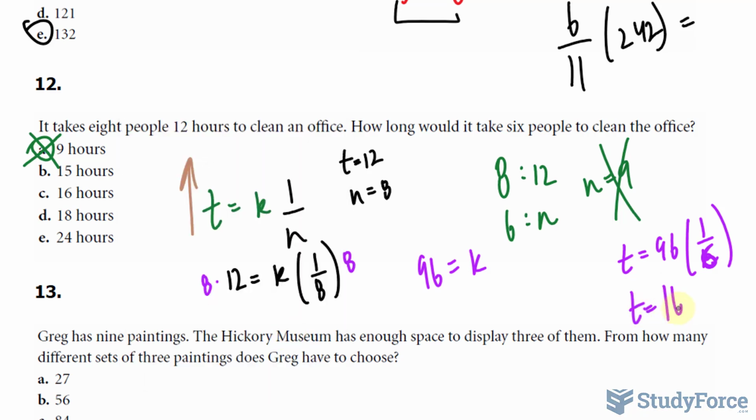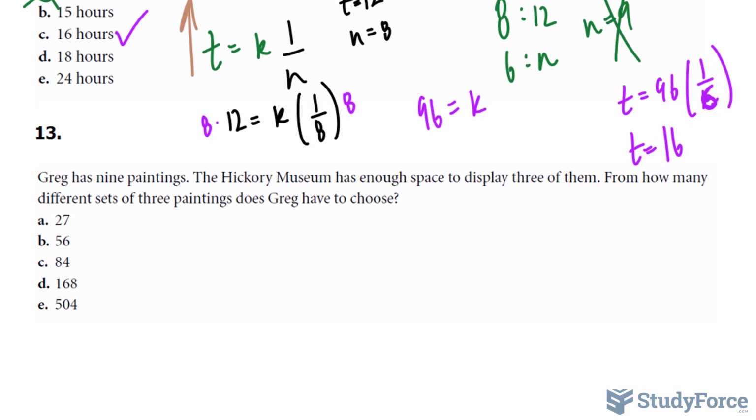And it makes more sense. It will take more time with fewer people. So I'll select C as my answer. Last question of this series. Greg has 9 paintings. The Hickory Museum has enough space to display 3 of them. From how many different sets of 3 paintings does Greg have to choose?